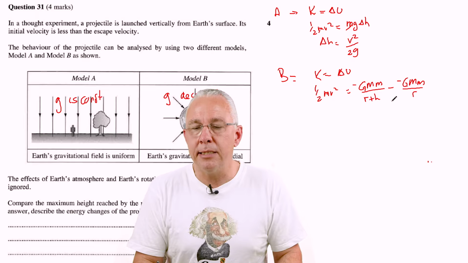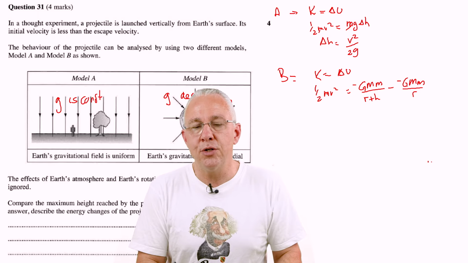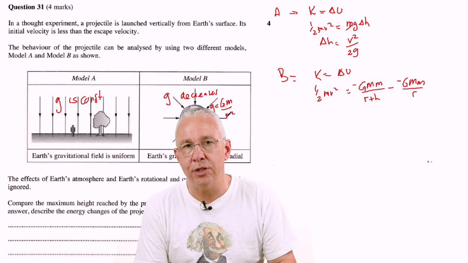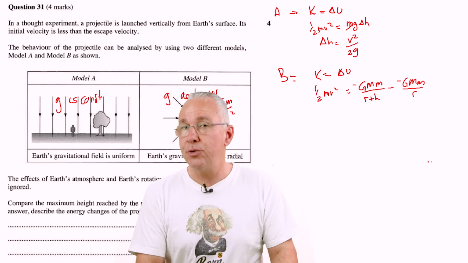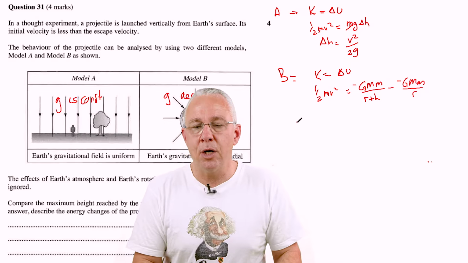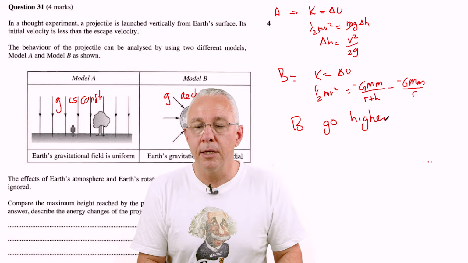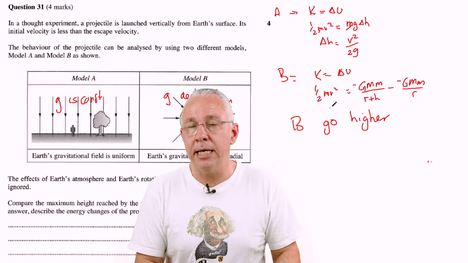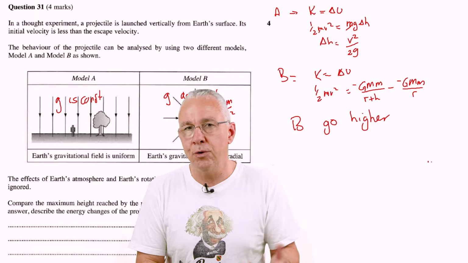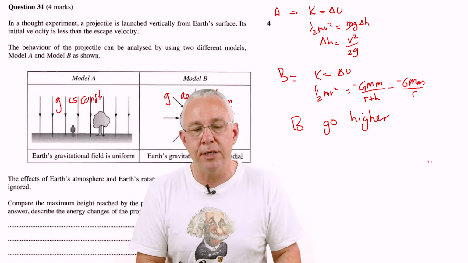Now, what this means is that as it goes higher, the amount of energy it has is converted into a value for its potential energy that is a smaller value than if we were to use model A, where g remains constant. And so in other words, with B, it is able to go higher. So I've discussed the fact that in B, it's higher than in A, and I've addressed the comparison there, and I've used the idea of kinetic and potential energy to explain that.